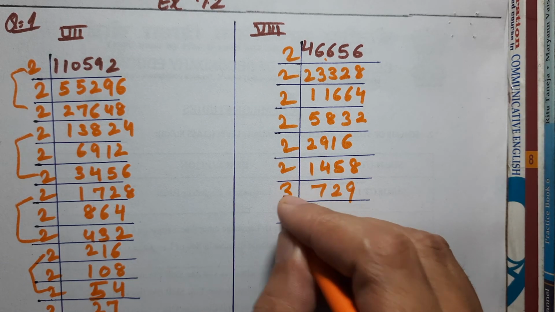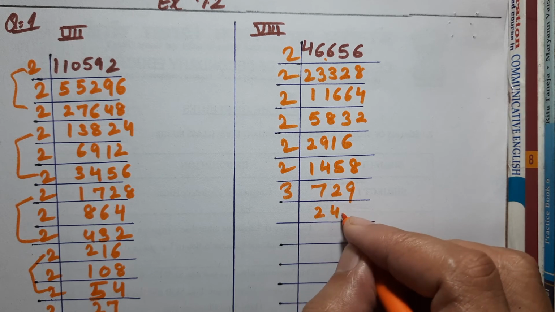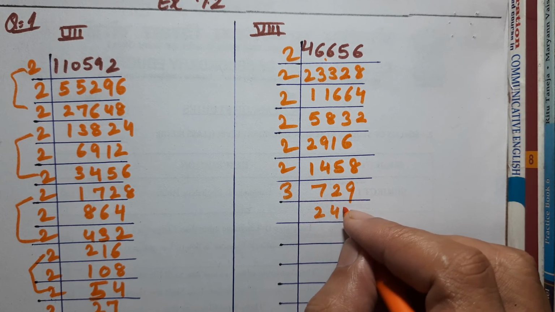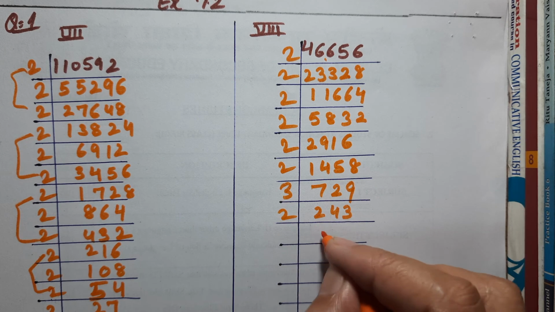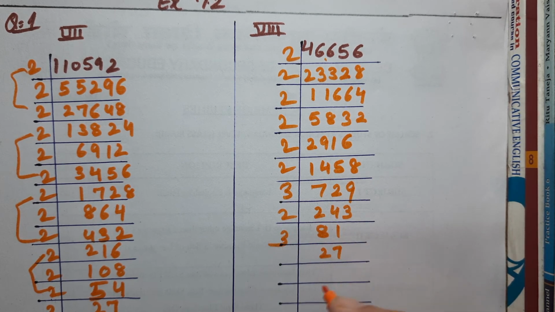Now the divisibility test of 3. 3 twos are 6, 1 carry, 3 fours are 12, 3 threes are 9. 3 eights are 24. 3 twos are 6, 3 sevens are 21, 3 nines are 27, 3 threes are 9, 3 ones are 3. Clear, children?